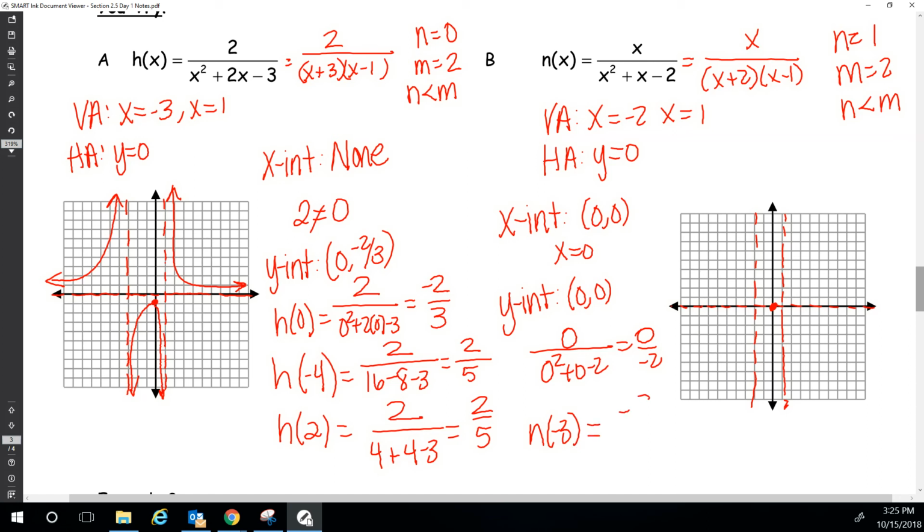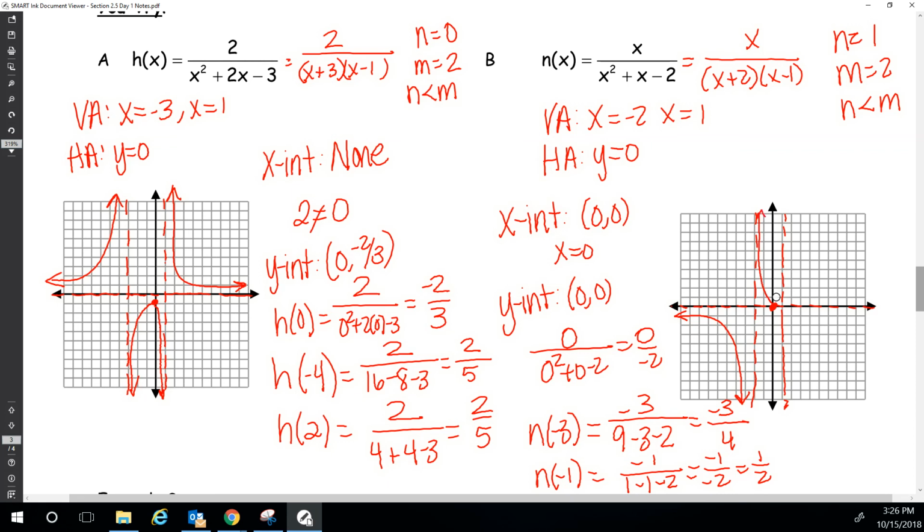So putting in -3, I get -3 over -3 squared, which would be 9, minus 3 minus 2. So that's -3 over 9 minus 5, which is 4, which is a negative number, so -3/4. So when we're at -3, we're negative, we're below the x-axis. All right, let's see what's happening on this side of my x-intercept. So let's try -1. At -1, -1 over 1 squared would be 1, minus 1, minus 2. That'd be -1 over -2, so this is positive 1/2, which means here we're going up.